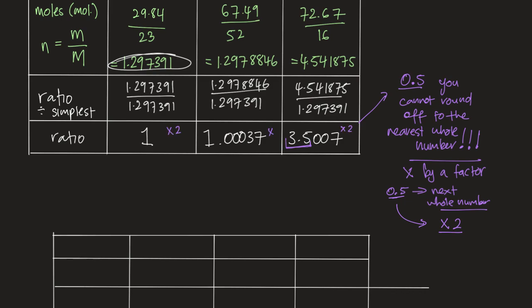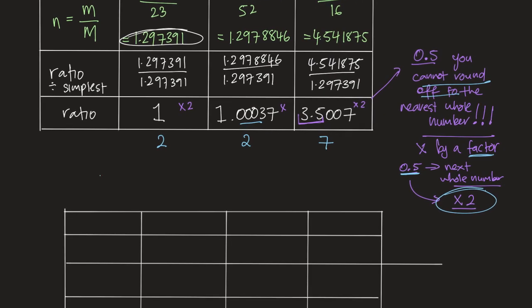Right, so now my simplest ratio has changed. 1 times 2 is 2. This number here could have been rounded off, so that's going to be 2. And this number now is 7. So we need to get it to a whole number. Whatever the 0.5 number is, you need to get it to a whole number. It's not necessarily always going to be 2. Sometimes it's going to be a different number. That's fine. You need to multiply it by whatever factor. You cannot round off. If you round off, you're going to get the wrong empirical formula.